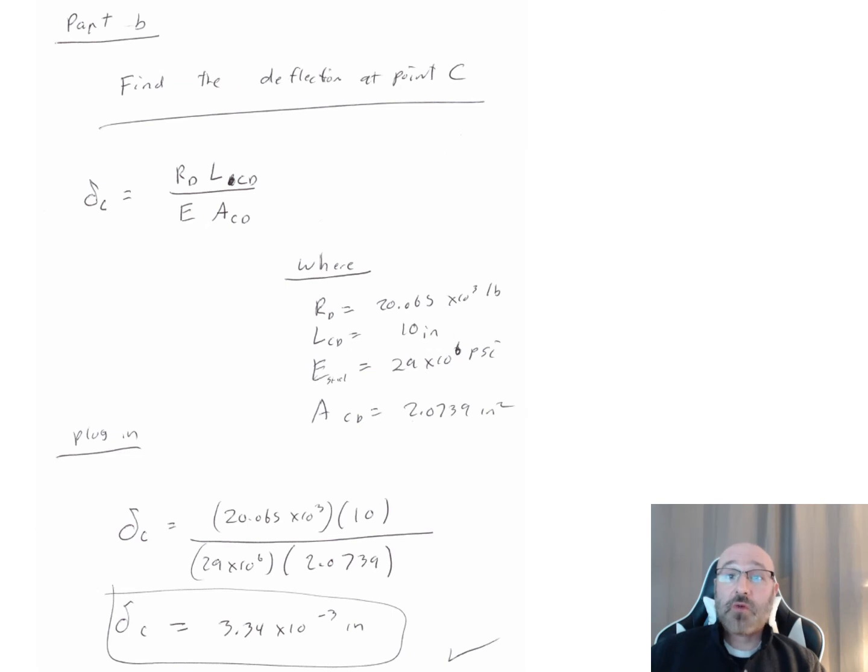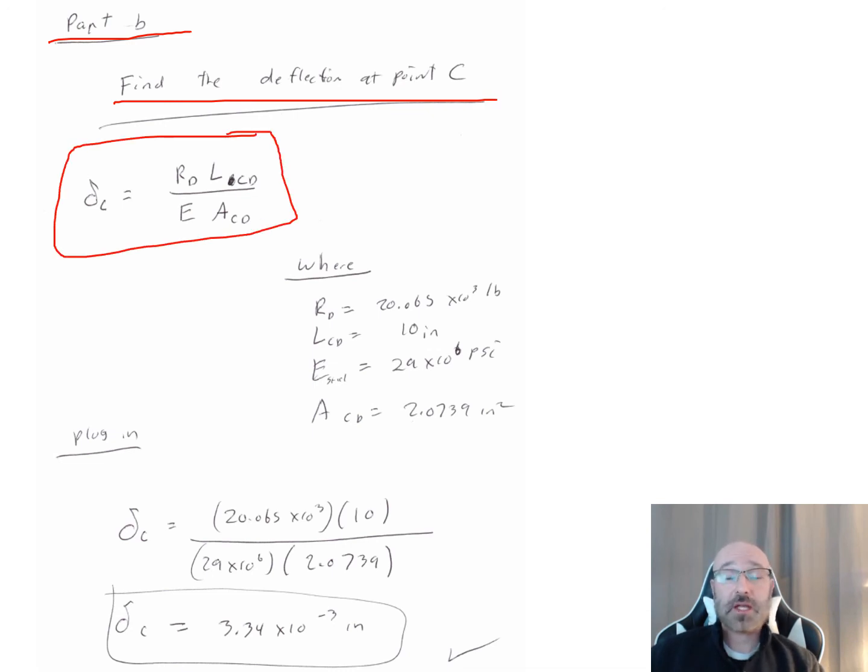Now, we can move on to part B of the problem. In part B, they asked us to find our deflection at point C. So we come up with our general equation. We go back to that 2.9 in our textbook. Apply it for this specific problem, where our load is going to be this RD that we just solved for in part A, times the length of that member CD, divided by our modulus of elasticity for steel, because we're dealing with just that steel section, times our area of CD based upon the diameter of the steel section of the rod CD.